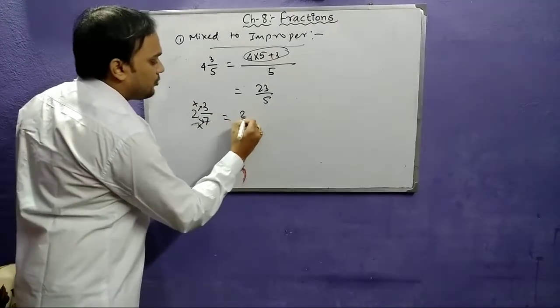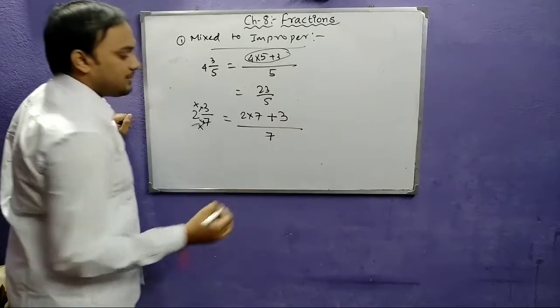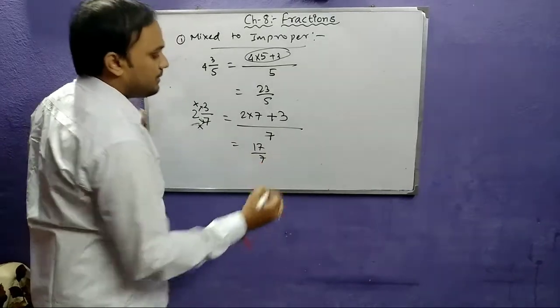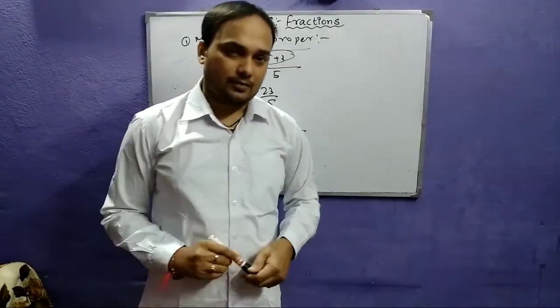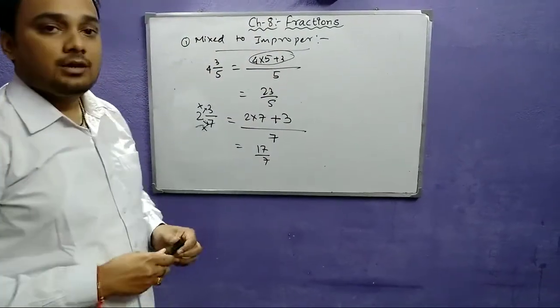So it will be 2 into 7 plus 3, and the denominator remains the same, 7. That means 2 7s are 14 plus 3, 17 by 7 will be my answer. Now I think it's very clear to you that in this way we will be converting a mixed fraction to an improper fraction. Now the vice versa.